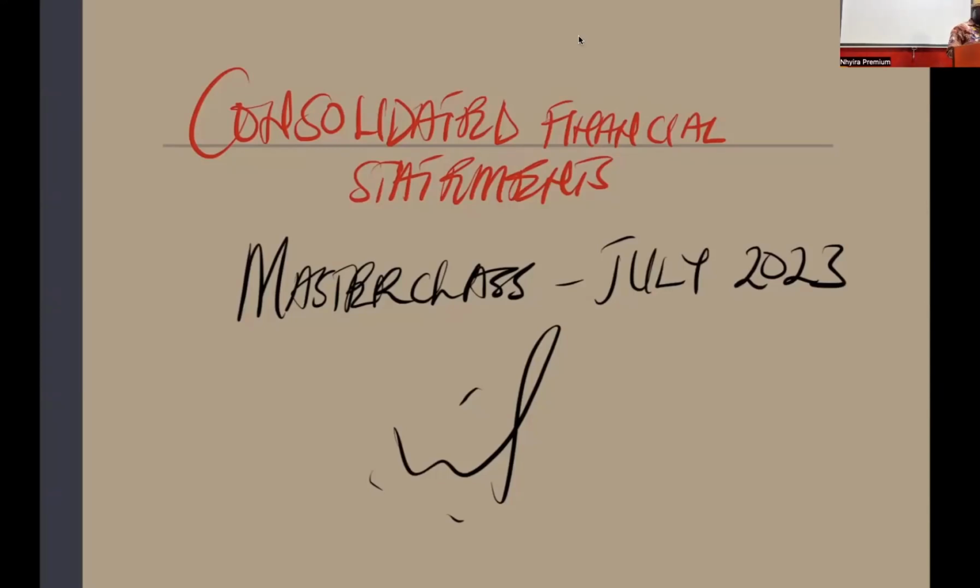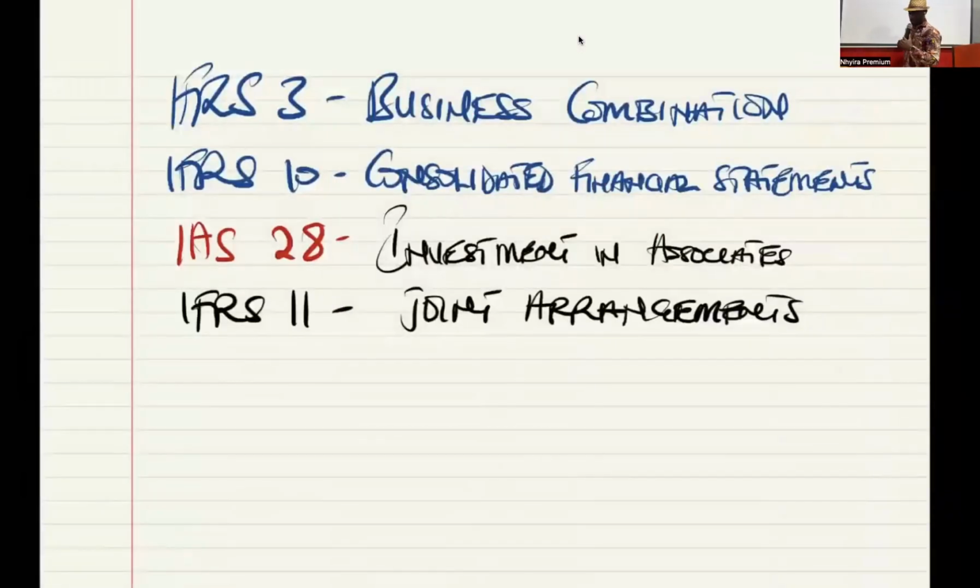So consolidated financial statements: 4 standards that we are going to be referring to in the series when it comes to dealing with consolidated financial statements. And that is IFRS 3, business combination, IFRS 10, consolidated financial statement, IAS 28, investment in associate, and IFRS 11, joint arrangement. So these are the 4 standards that we are going to be trying as much as possible to make references to as we look at this whole topic of consolidated financial statements.